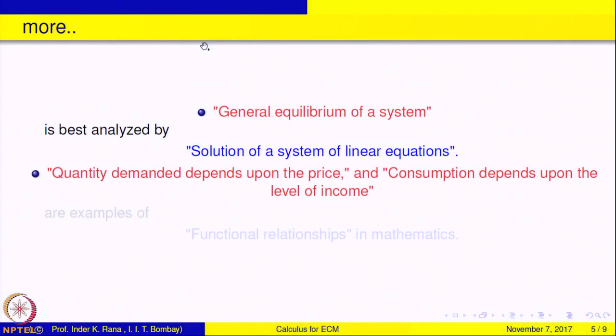Then quantity demanded depends upon the price, consumption depends upon the level of income and so on. That gives rise to the notion of functional relationships in mathematics, the study of functions. The marginal concepts such as marginal cost, marginal revenue, marginal utility, marginal product, propensity to consume and so on, all fall under the concept of the derivative of a function. So, we will study the derivative of a function and its applications in these concepts. Profit maximization, production frontier, and so on, are all analyzed by the concept of maximization and optimization in mathematics.